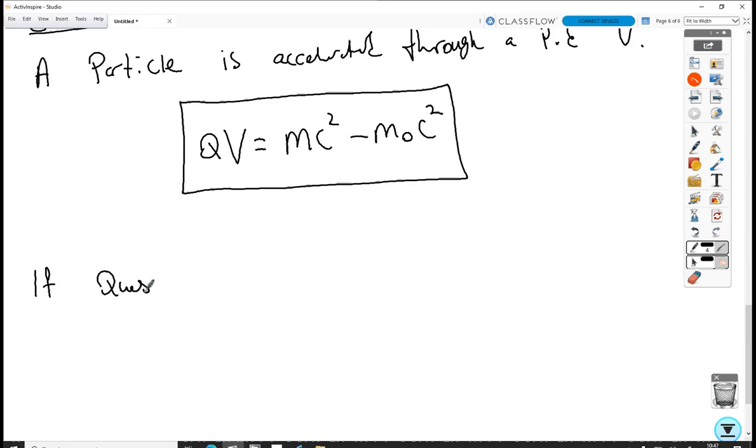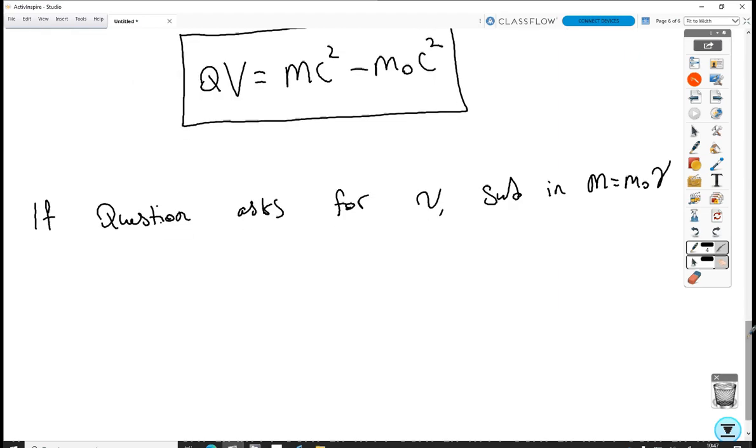If the question asks for V, then sub in m equals m naught gamma. So if we do that, we've got QV equals mc squared, but instead of m, we're going to put m naught gamma. So m naught gamma c squared minus m naught c squared. Then we can put the value of gamma in.